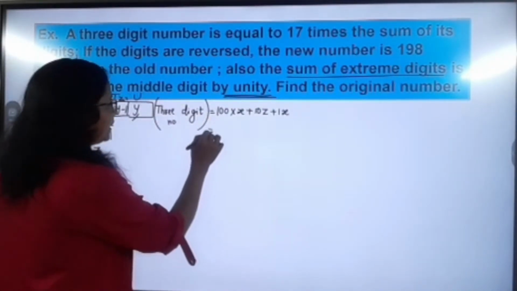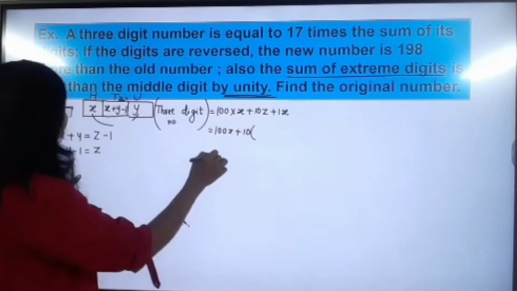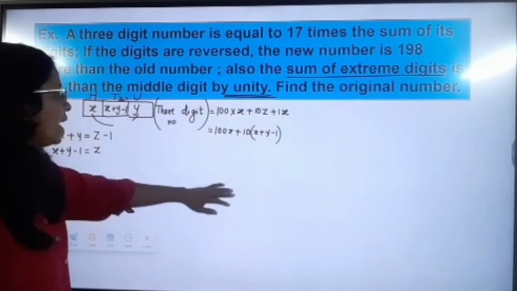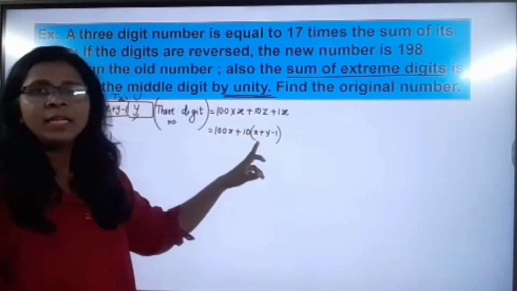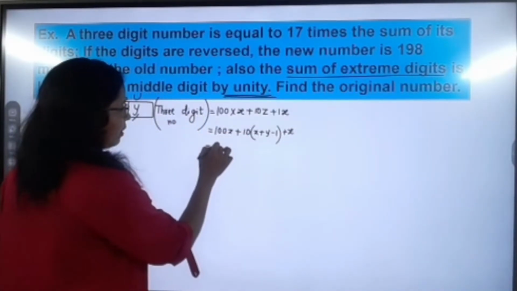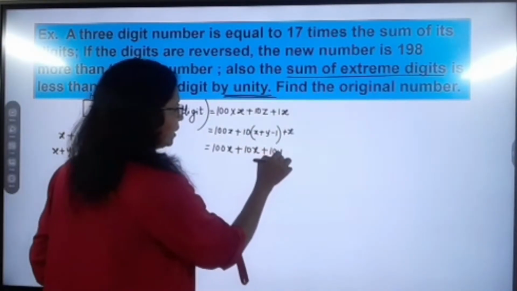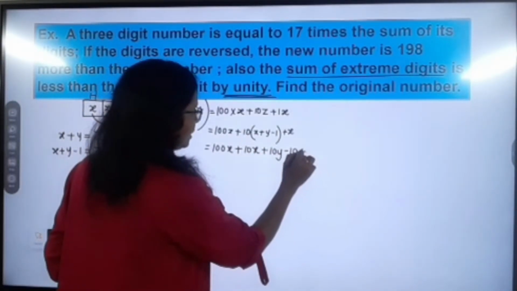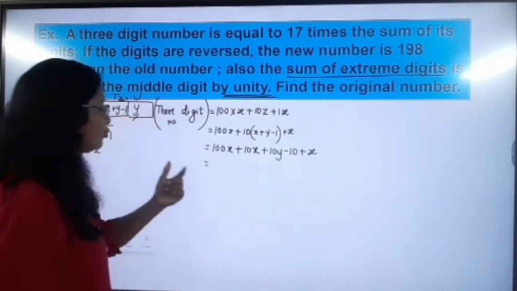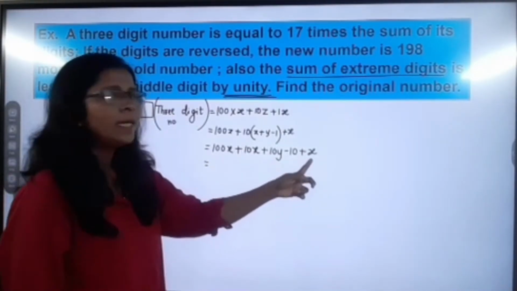So here students, the 3-digit number is 100x plus 10 multiplied by y, plus z. At the place of z, I write down x plus y minus 1, and then plus x. Simplify it: 100x plus 10x plus 10y minus 10 plus x.